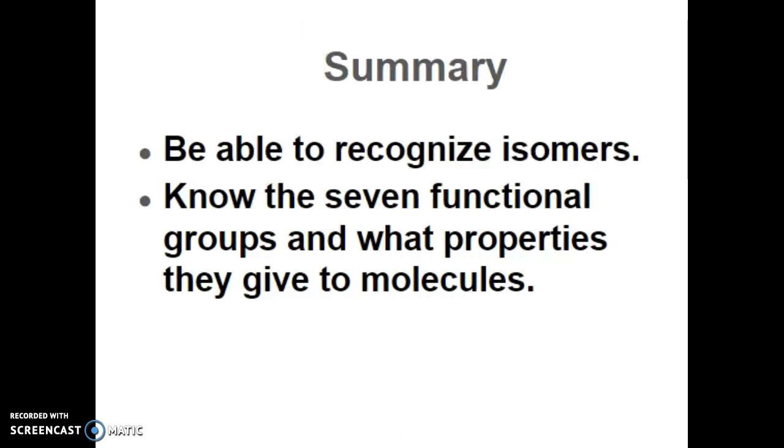So in summary, recognize those isomers, know what the difference between the three types of isomers are, and then know those functional groups, practice them, and be able to describe their properties and hopefully give some examples. That's chapter 4.